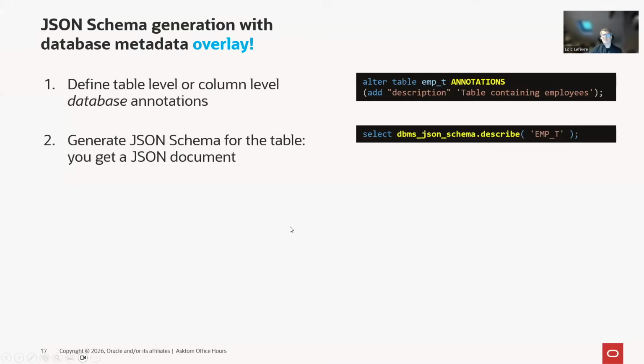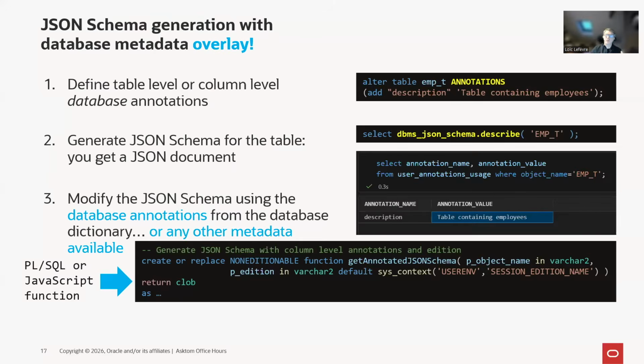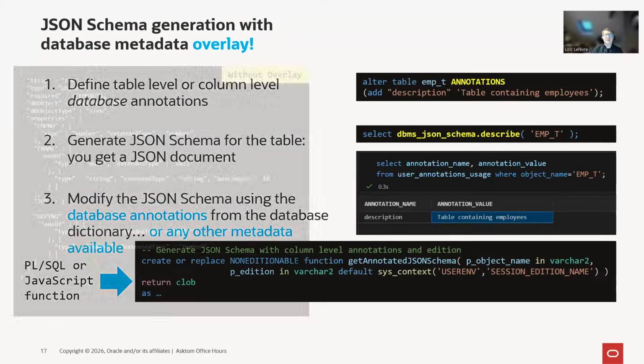Secondly, when I generate a JSON schema from the table, I will get a JSON document. And guess what? The annotations can be retrieved from the dictionary. So we provide a bunch of views where you can just retrieve annotation names and values. And so what I need next is just to leverage, for example, here a PL/SQL function where I'm defining a transformation of the resulting JSON schema and adding the annotations to it, where I'm adding some description, or I can add much more things. And here is an example of what you get.